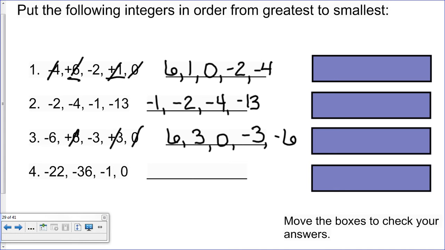Alright, and then down here at the bottom, I am going biggest to smallest again, so I'm going to start with 0, then negative 1, then negative 22, and then negative 36. And then we can move the boxes to make sure that we did it correctly.